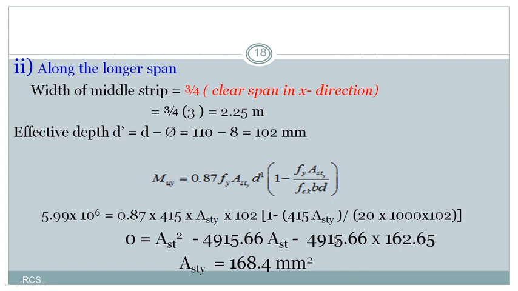That quadratic equation is AST square minus 4915.66 AST minus 4915.66 into 162.65 equal to 0. If we solve this quadratic equation, we will get the area of steel provided along the y direction in the middle strip region of the slab. So that is 168.4 mm square.